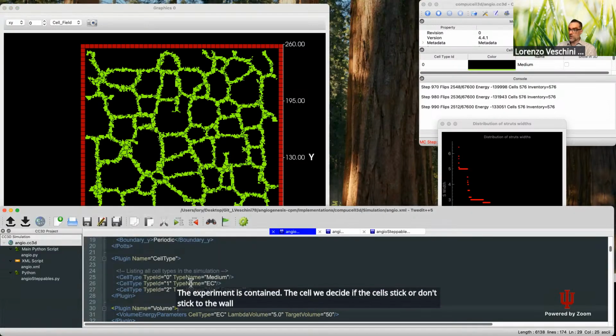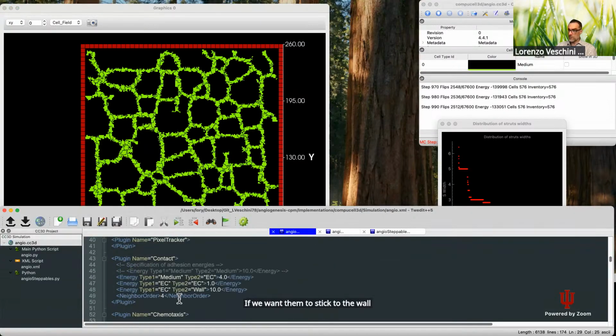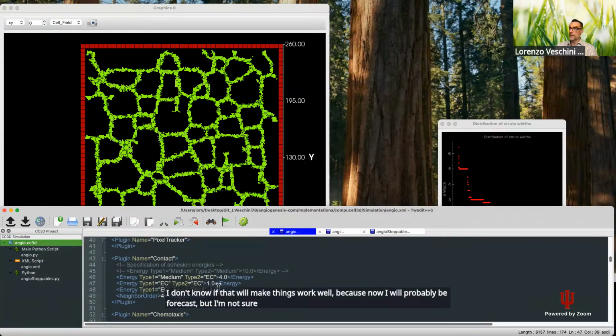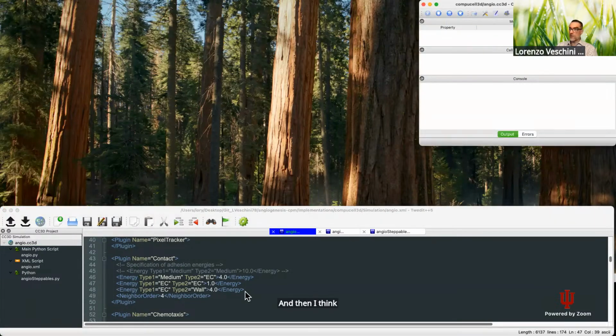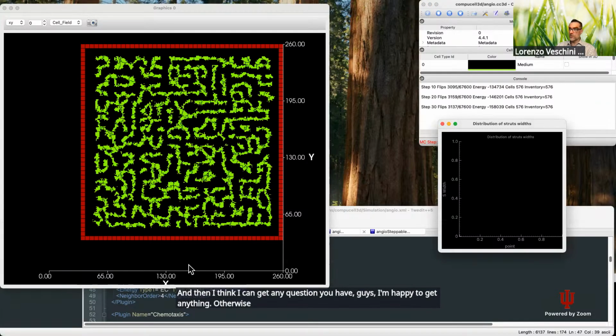If we want them to stick to the wall for some reason, we might lower this energy perhaps to 3. Just lower. I don't know if that will make things work well, because I would probably do 4, but I'm not sure this will work anyway. But just for fun, no? And then I think I can take any questions you have, guys. I'm happy to take anything. Otherwise, I can close it here.